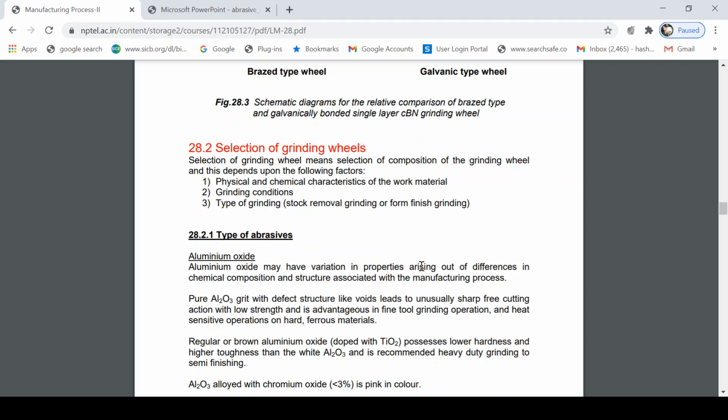The selection of the grinding wheel is based on the physical and chemical characteristics of the work material. Also, it depends on the grinding condition, and the type of grinding, whether you require a finished surface, or whether rough machining is required. Based on this, we can select the grinding wheel.